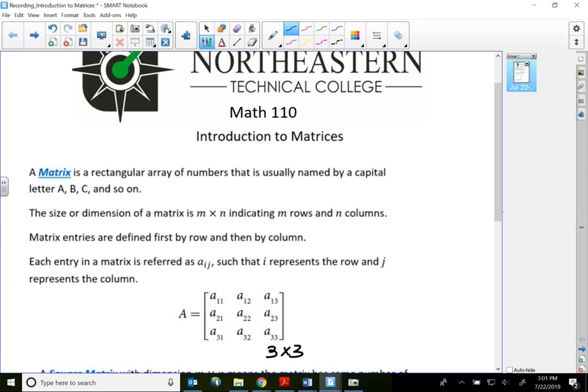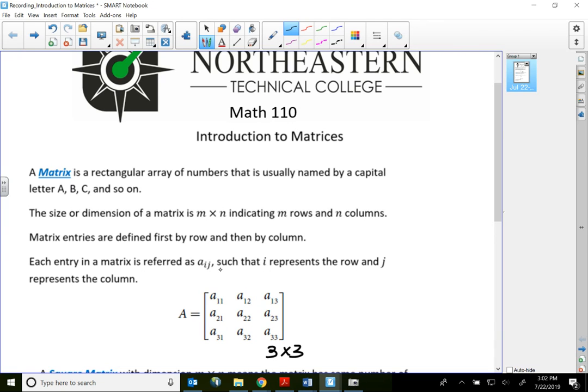The matrix entries: each one of these entries is defined first by what row it is on and what column it is on. So this entry, whatever number it is, is called a11. The first 1 means it's on the first row, and the second 1 means it's on the first column. So it's not a of 11, it's called a 1-1 entry.